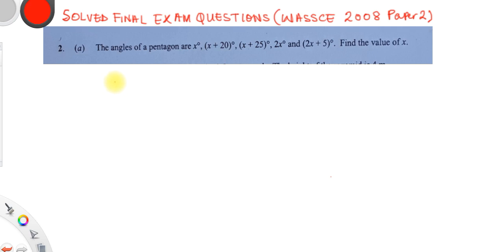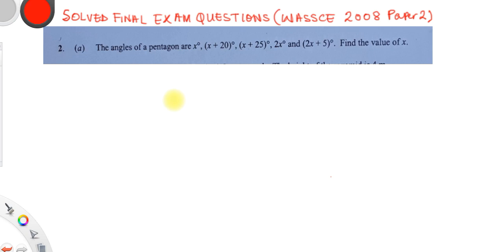Yes, we know maths. After you have understood, you have to practice, solve 101 questions, as many questions as you can, to make you very strong and powerful, to be exposed to different styles and kinds of questions. So that is what we are going to do now. We are going to solve past questions, WASSCE final exam questions.